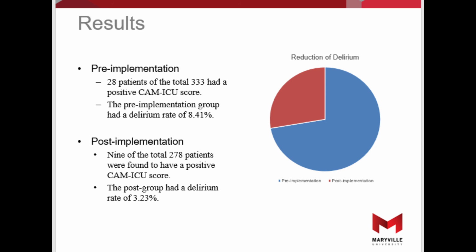Post-implementation, so after we implemented the noise and light reduction policy, we only had a total of 9 out of about 278 patients that were found to have positive delirium scores. So the post group rate was about 2.23%. So when you look at these two percentages, we had a very significant drop. The overall drop from the pre-implementation group to the post-implementation group was about 38.41%. This impressively surpassed the goal of a 10% reduction.